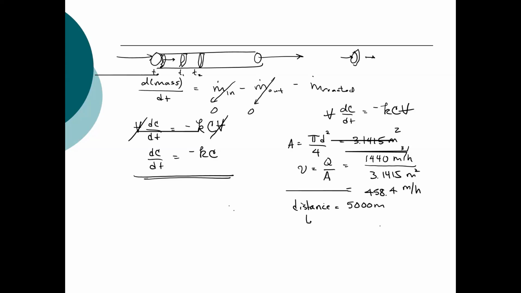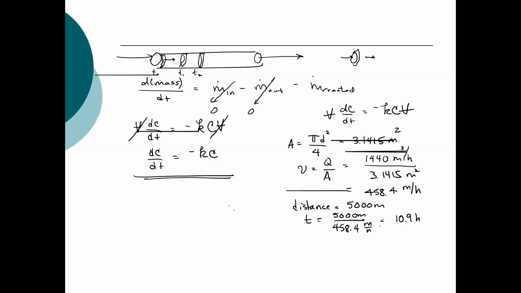Since the distance is equal to 5,000 meters, the time that it takes for that parcel to traverse the pipe from the beginning to the end is simply 5,000 meters divided by 458.4 meters per hour, or 10.9 hours.